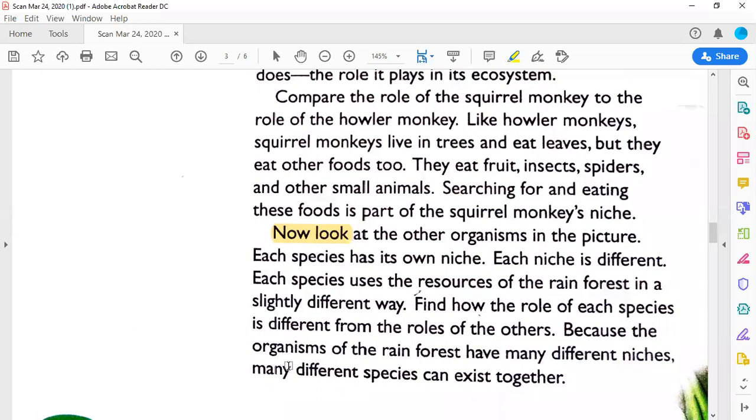Okay, and for this particular example, for this particular case, the rainforests have many different niches. Many different species can exist together. Because if you think about an ecosystem, a habitat, there are many different species living there. However, each species will have its own niche, which means each species will have something different to do inside the ecosystem or the habitat. Okay, now let me go ahead and move to the next page.